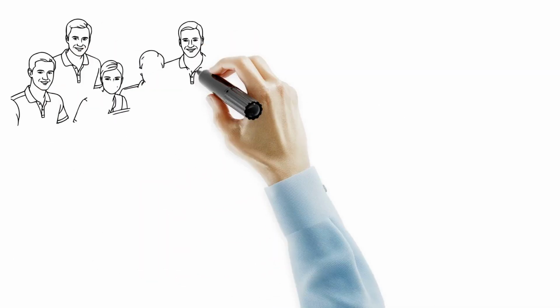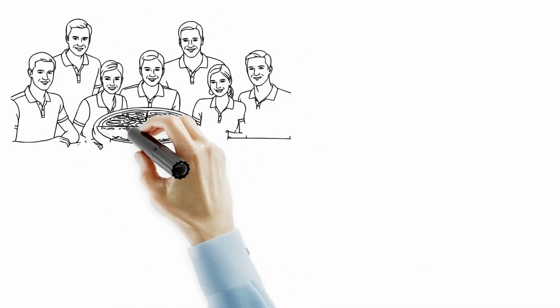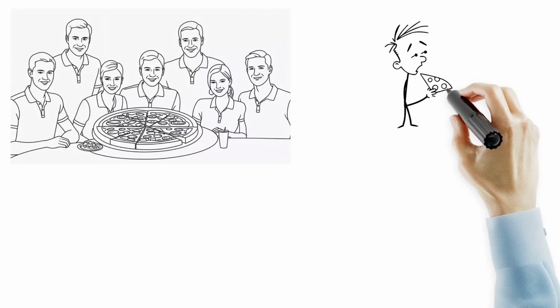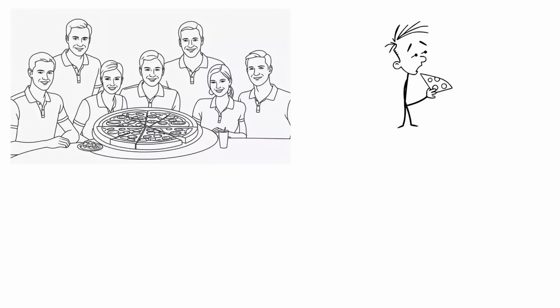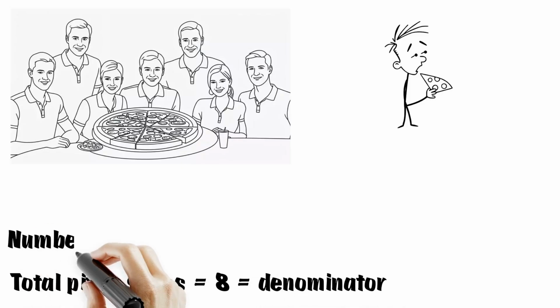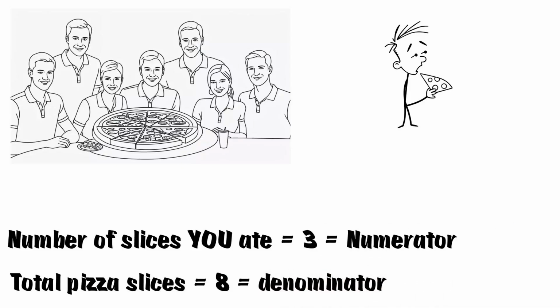So let's say you and your friends are sharing a pizza with 8 total slices in it. Now you're really hungry, so you eat 3 out of the 8 slices of the entire pizza. How would you figure out the fraction of the pizza that you ate? Well, let's see. The total slices in the pizza is 8. That represents your denominator. Next, we have the number of slices you ate, which in this case is 3.